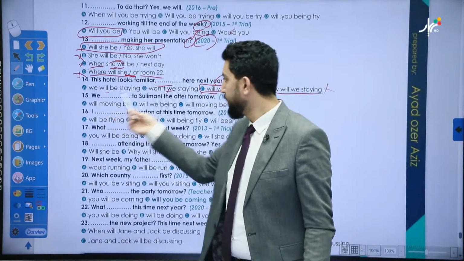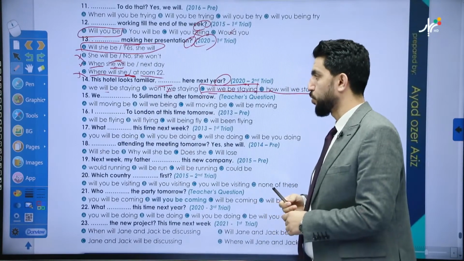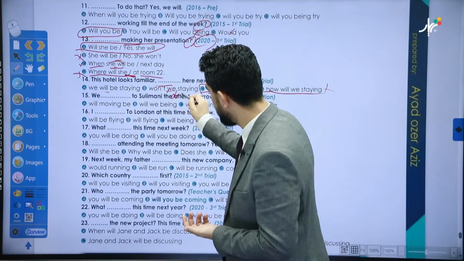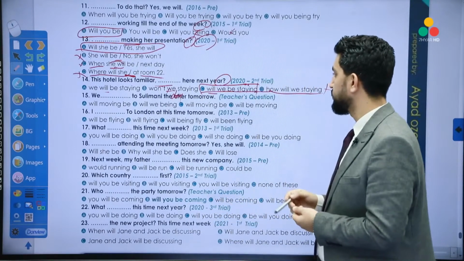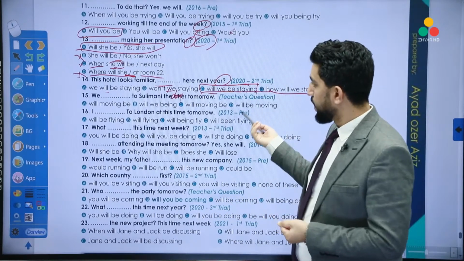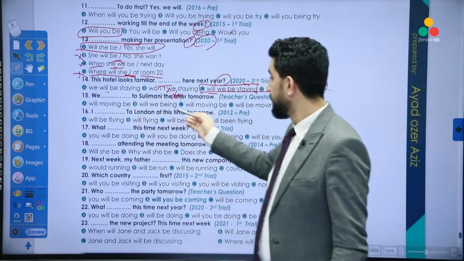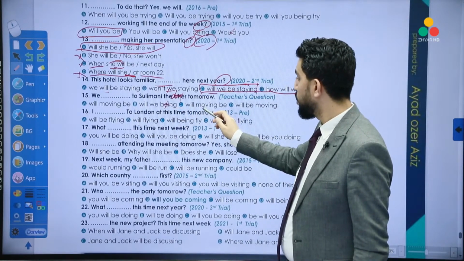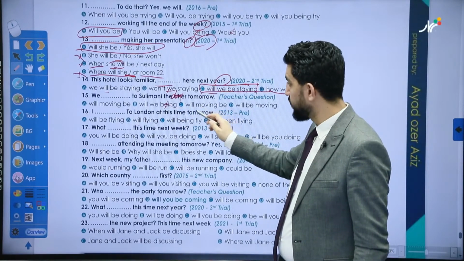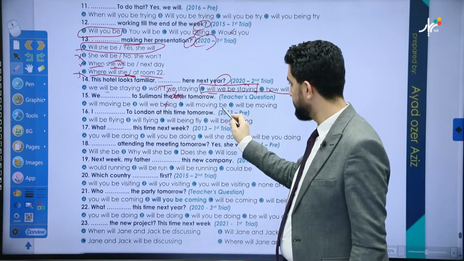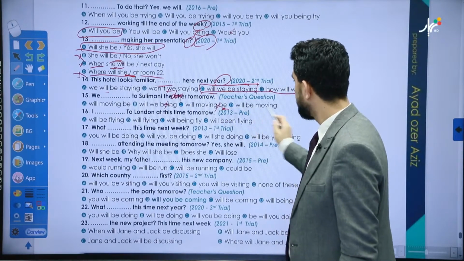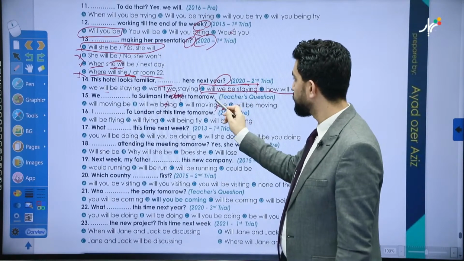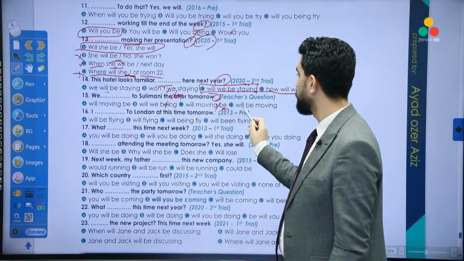Number 15. We to Slimani the day after tomorrow. The day after tomorrow, sorry. The day after tomorrow. Which one do you think is correct? Okay, will moving be, will be, is it being? No, Mr. Ad. Is it this one? No. Why? The placing is incorrect. Will be moving, not will moving be. Be at the end is wrong. Will be moving, will moving be. Which one do you think is correct? This one is not a question mark, so will is wrong.